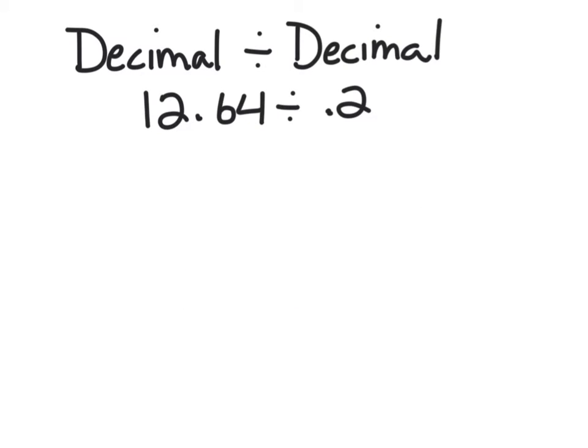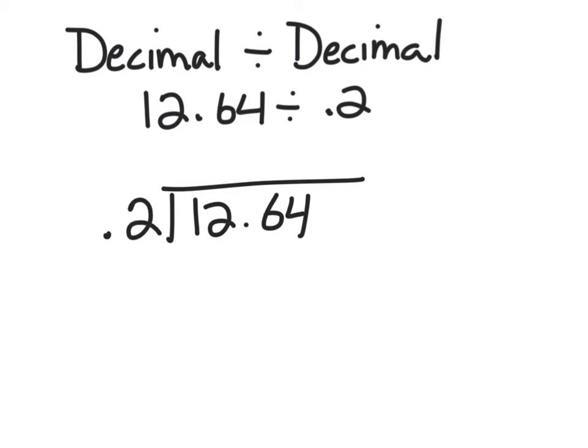My next type of problem is decimal divided by decimal. 12 and 64 hundredths divided by 2 tenths. Now what we need to do in this case is we need to slide the decimals over. Technically we're multiplying to get the decimal over, but I'm just going to say we're going to slide it on the outside in the divisor all the way over to the right. What we do to the outside, we do to the inside. Mathematically, what I've done is I've multiplied both numbers by 10.